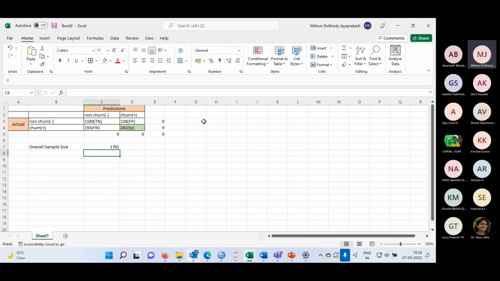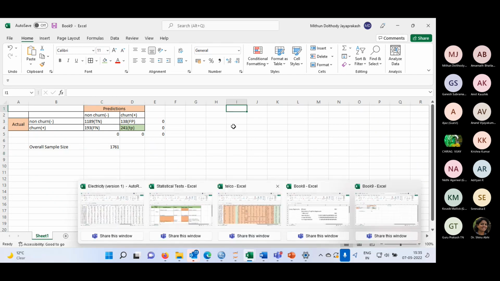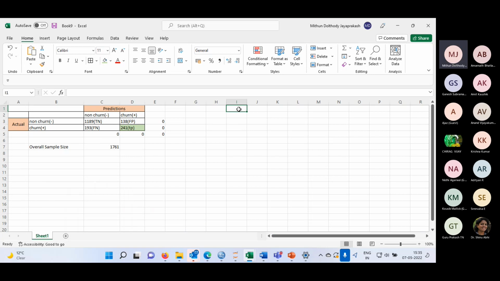So I'll just show you an example here. So in this data set, let us just take 10 cases, correct? 1, 1, 1. You have 0, 0, 0, 1, 1, 1, 1, correct?